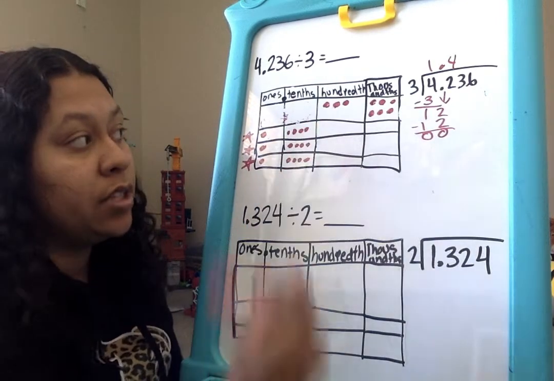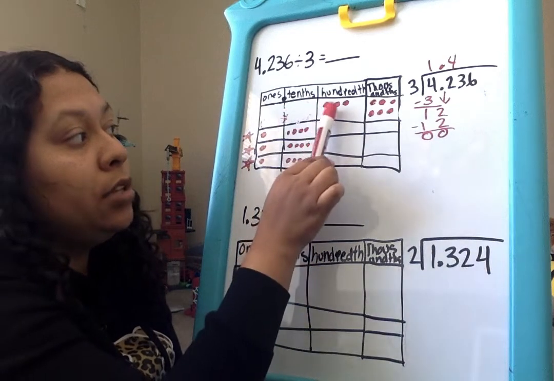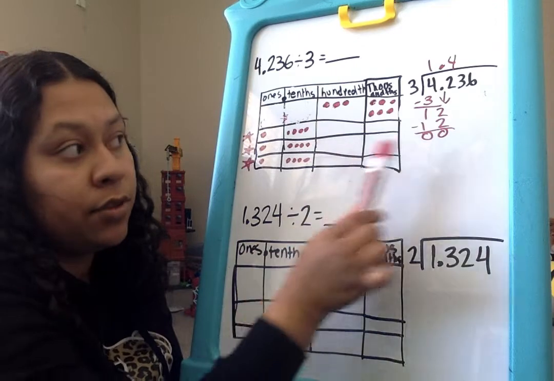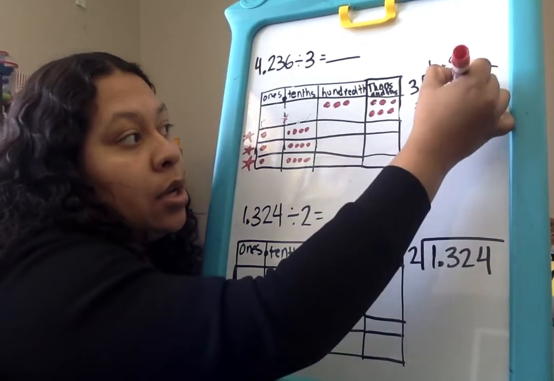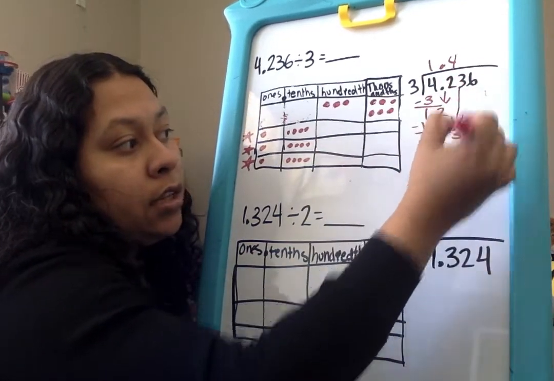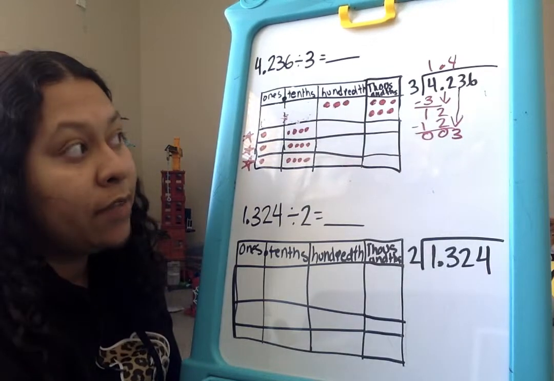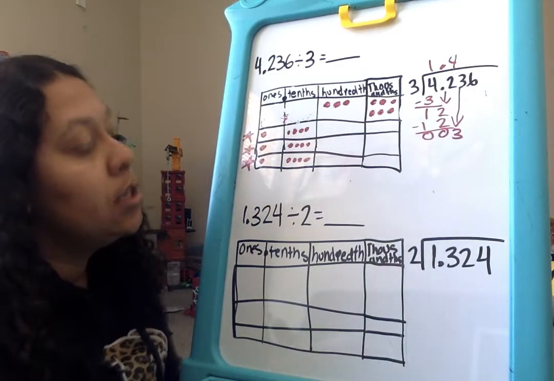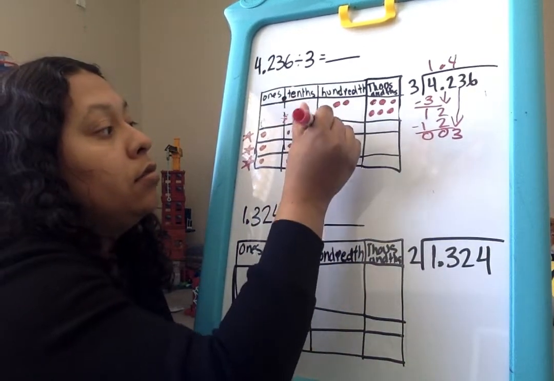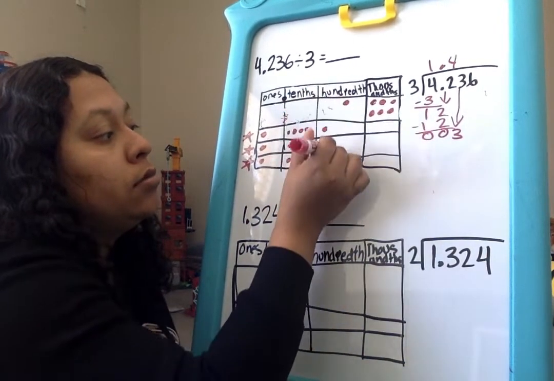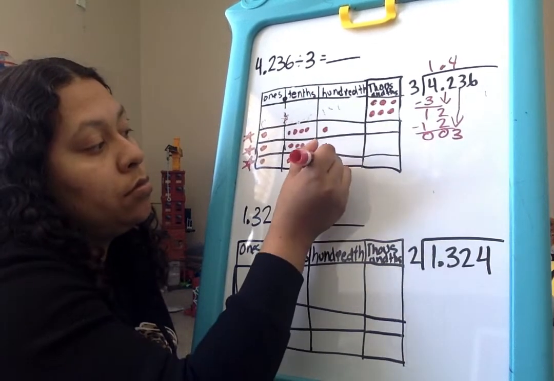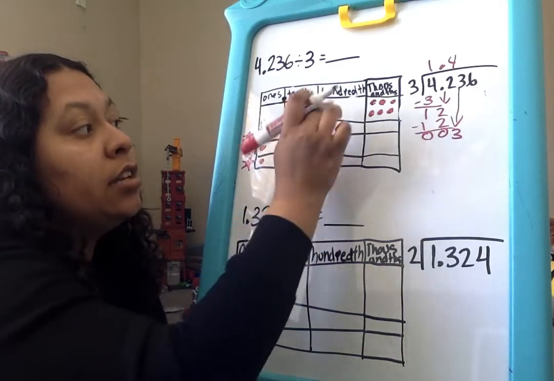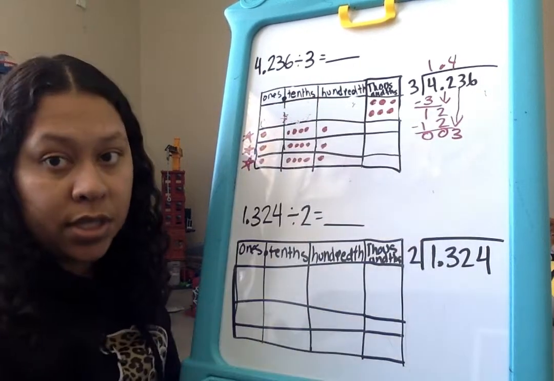Okay, so now the hundredths place. So now we have 1, 2, 3 hundredths to divide into 3 groups. So now we need to bring down the 3 to show we have 3 hundredths to divide into 3 groups. So now share those out. 1, 2, 3. So now we have 3 hundredths shared out with 0 hundredths left over.